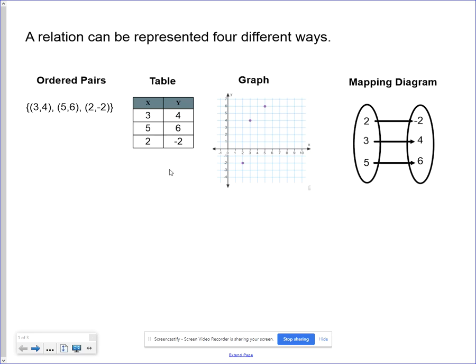The second way a relation can be represented is with a table. The third way is by a graph. And the fourth way is called a mapping diagram. It's called a mapping diagram because it shows how the domain values are mapped to the range values. So in this example, 2 is mapped to -2, 3 is mapped to 4, 5 is mapped to 6. If you notice, all 4 of these represent the same relation. This one right here.